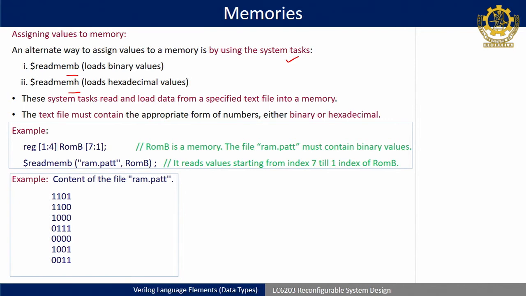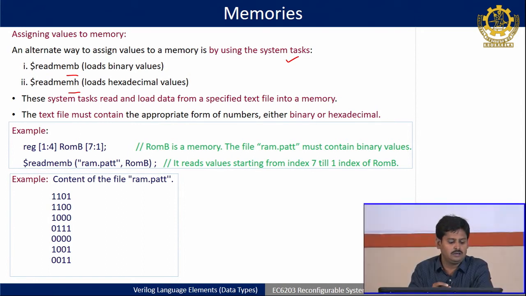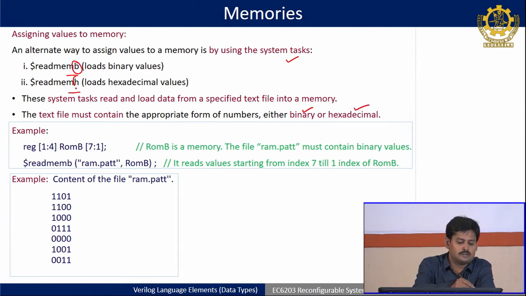If you see, there will be a file, and in that file we can write down all the binary values whatever you want to load to the memory. By using these system tasks we can call the elements of that file, whatever data is there, and that can be stored in the memory. That is basically what these 2 system tasks do. The text file must contain the appropriate form of the number. So there are 2 forms, one is binary, one is hexadecimal. Accordingly, b is there or h is there.